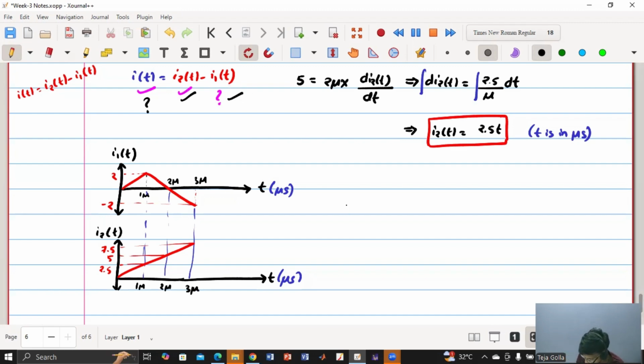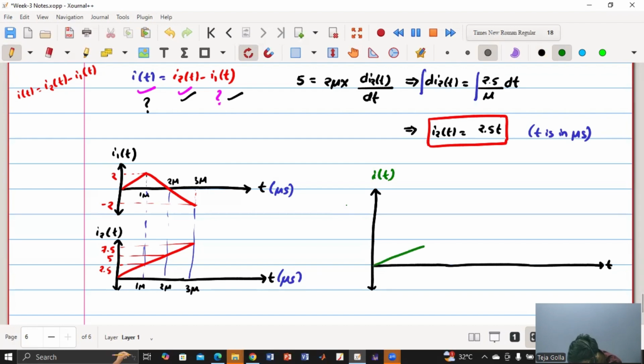So this is the most difficult and important part. Pay utmost attention and see what I'll be doing. So t, and this is I of t. I have to subtract I1 of t from I2 of t. Until 1 micro, both of them are linear, and I2 of t minus I1 of t: I2 is going to 2.5, I1 is going to 2, so it will go till 0.5.